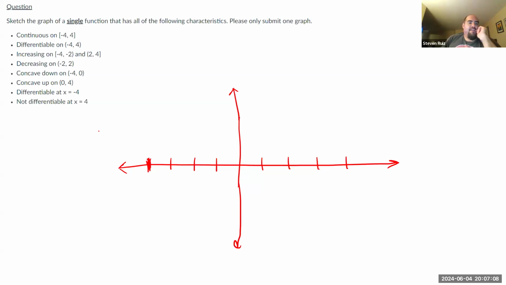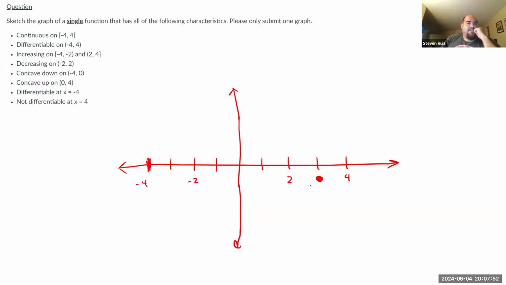It's increasing on -4 to -2, and on the interval 2 to 4. It's decreasing on -2 to 2. Concave down on -4 to 0. Concave up on 0 to 4. Okay, so a lot going on here.